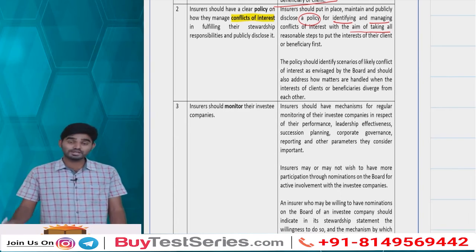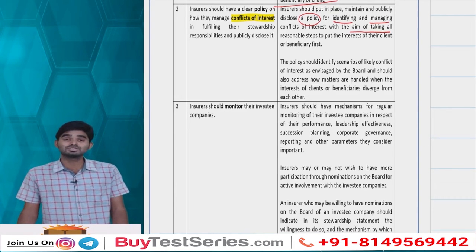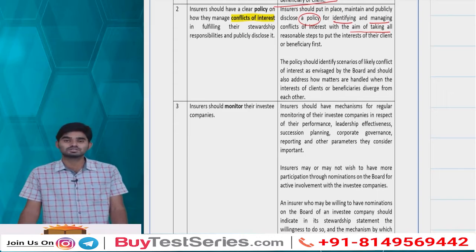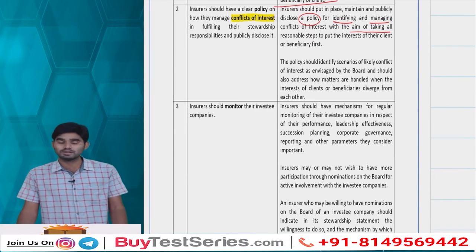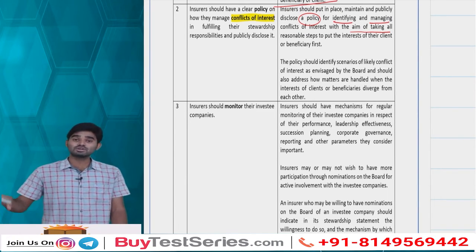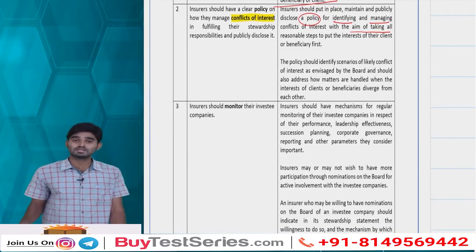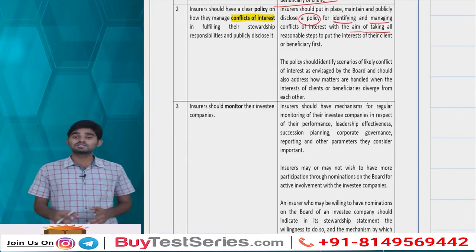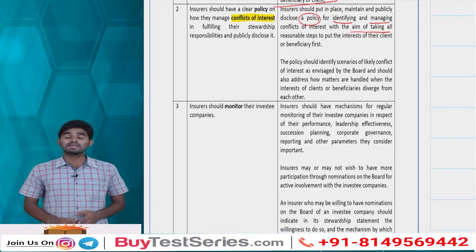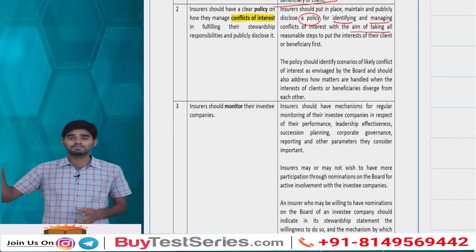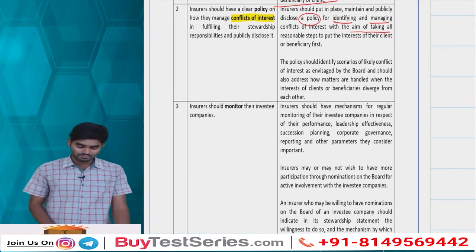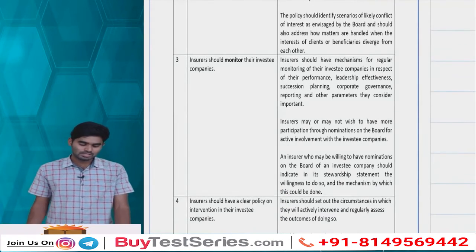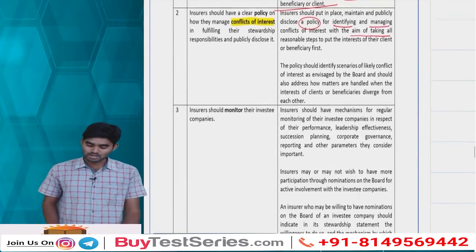So whenever there is a conflict of interest, how you, being an insurance company, institutional investors or asset managers or asset owners in the earlier case, are going to manage that conflict of interest such that your clients or your ultimate beneficiaries are not at loss, and wherever you are going to manage this conflict of interest, that shall be in the best interest of your beneficiaries, where beneficiaries shall be put first, then you. Clear, everyone? Then third one, insurers should monitor their investee company.